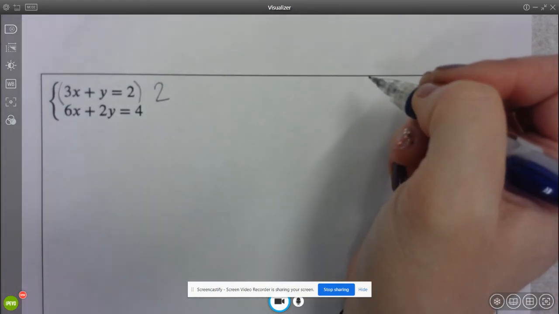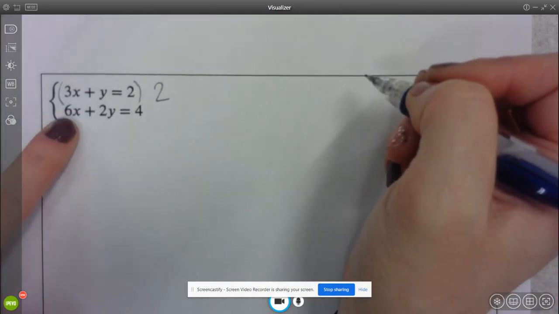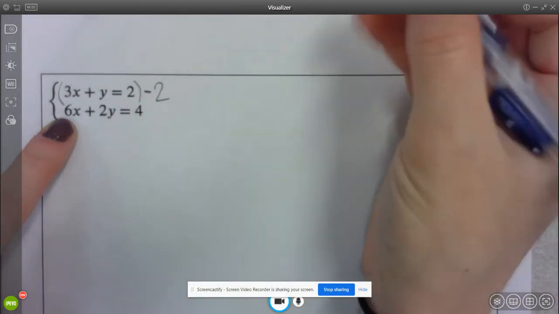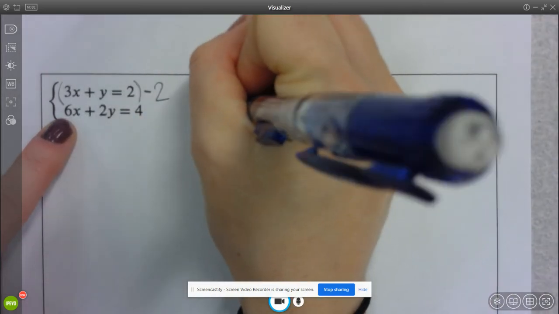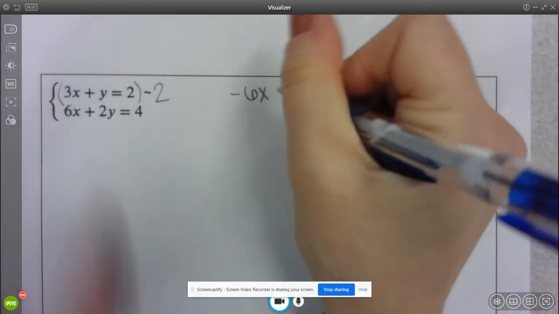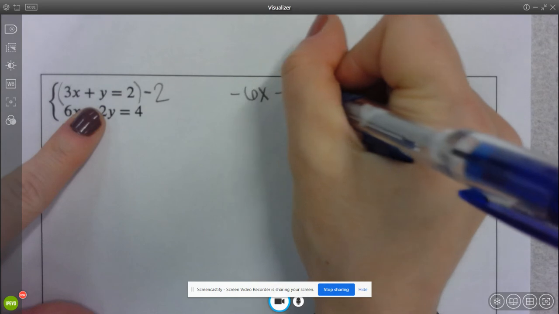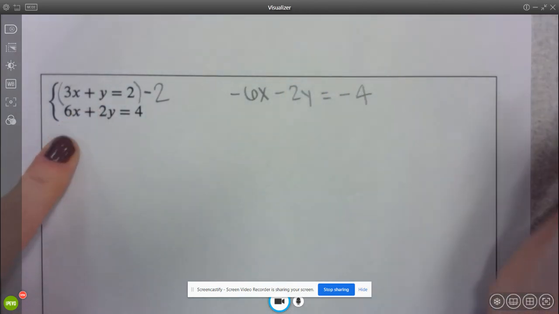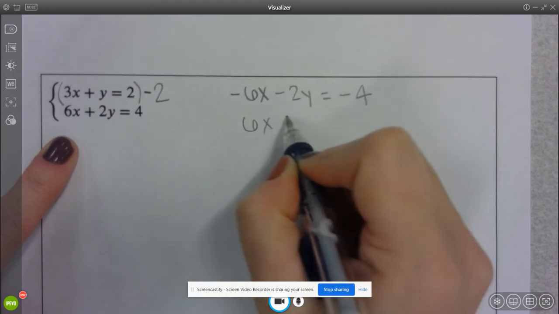But since I want to eliminate x, I need to multiply by negative 2 so that these are positive 6 and negative 6. So the first equation is going to become negative 6x minus 2y equals negative 4. And then the second equation is going to stay the same.